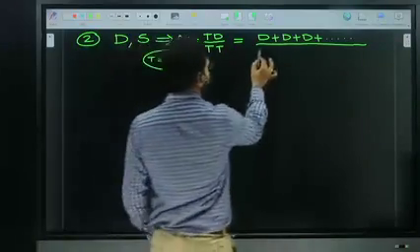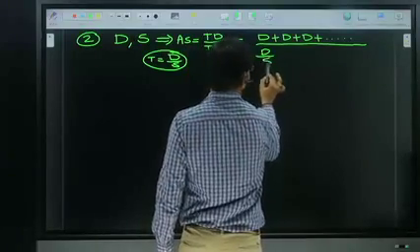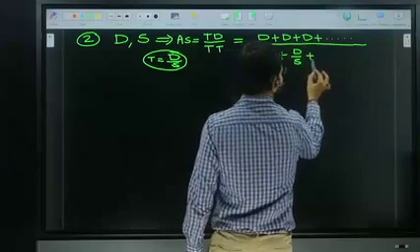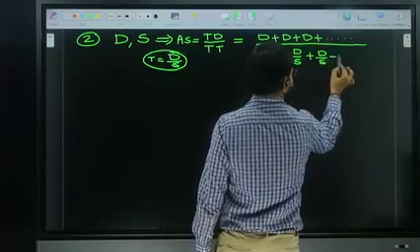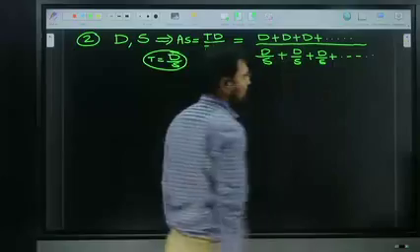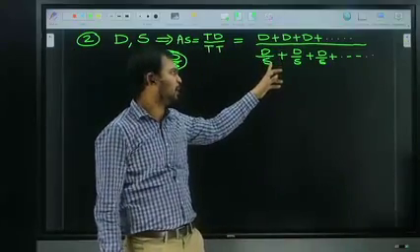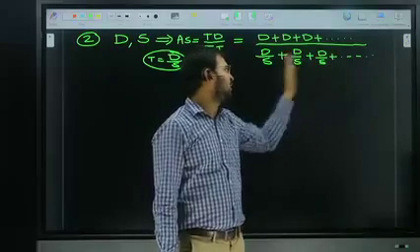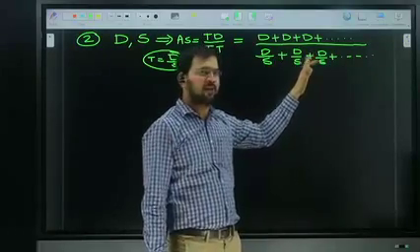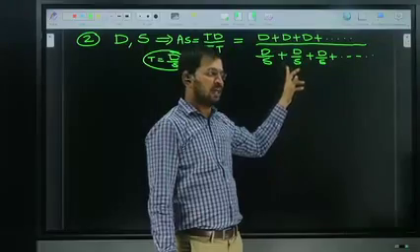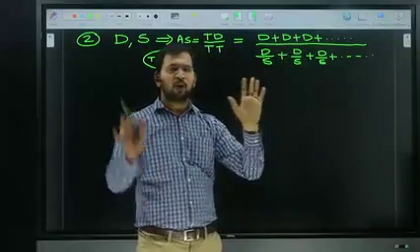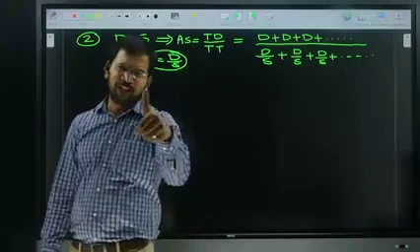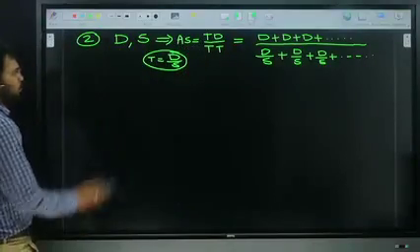So just go for distance by speed plus distance by speed plus distance by speed, and so on, because distance by speed is nothing but time. Time plus time plus time is nothing but total time. Total distance by total time is nothing but average speed. Are you okay? Very good. So this is the second model.